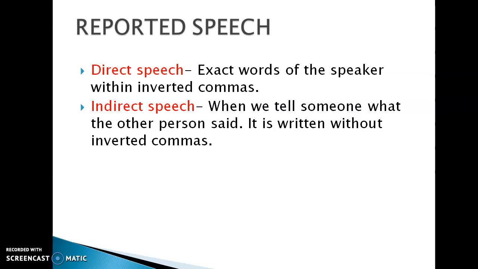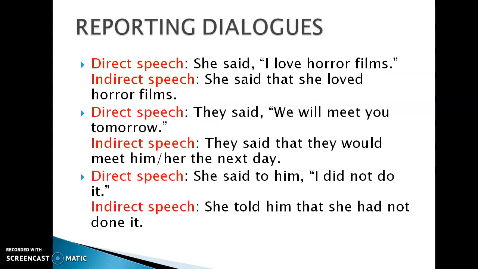Let's have a quick review of what we have done in the previous video that I uploaded on reported speech. Direct speech includes the exact words of the speaker, and it is mostly written using inverted commas because it quotes the exact words that were said by the speaker. And indirect speech is when we report what somebody else said to a third person. So when we tell someone what the other person said, that is indirect speech, when you report the dialogue of the first person to another person. And reported speech or indirect speech is written without inverted commas.